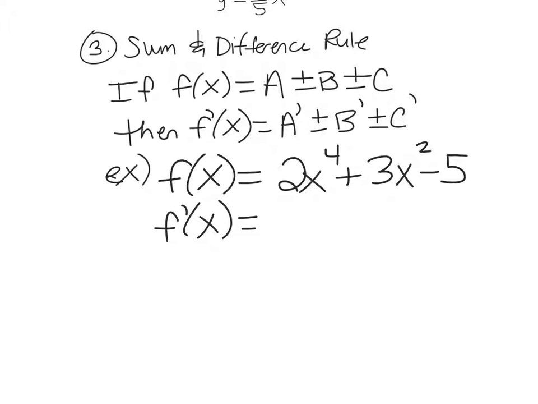Now we have this power rule that says we can take the derivatives of all these individually, since they're plus or minus. So this would be 8x to the 3rd plus 6x, and then the derivative of negative 5 is 0.